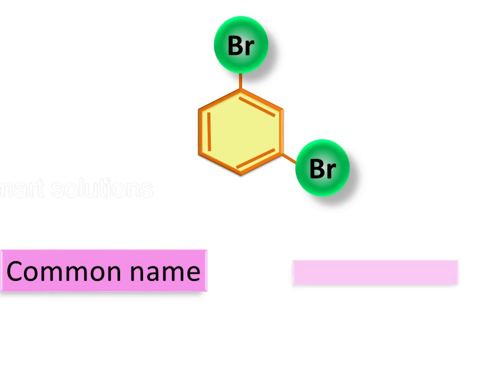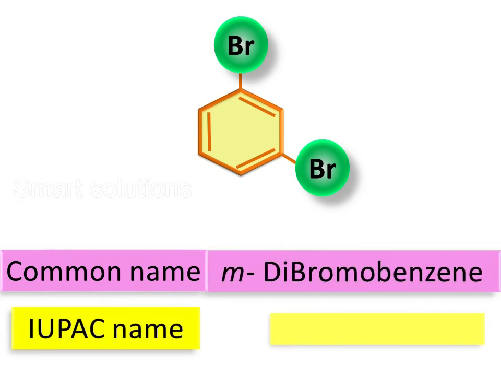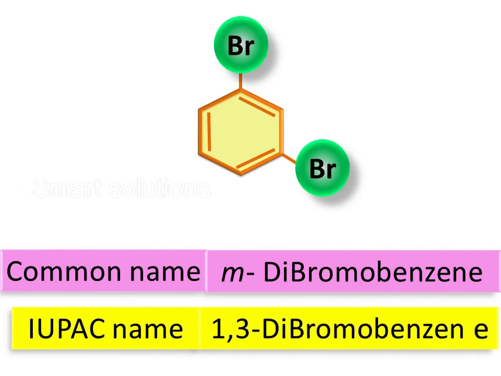Name is meta-dibromobenzene and the IUPAC name is 1,3-dibromobenzene. Here aromatic ring contains 2 bromine atoms.